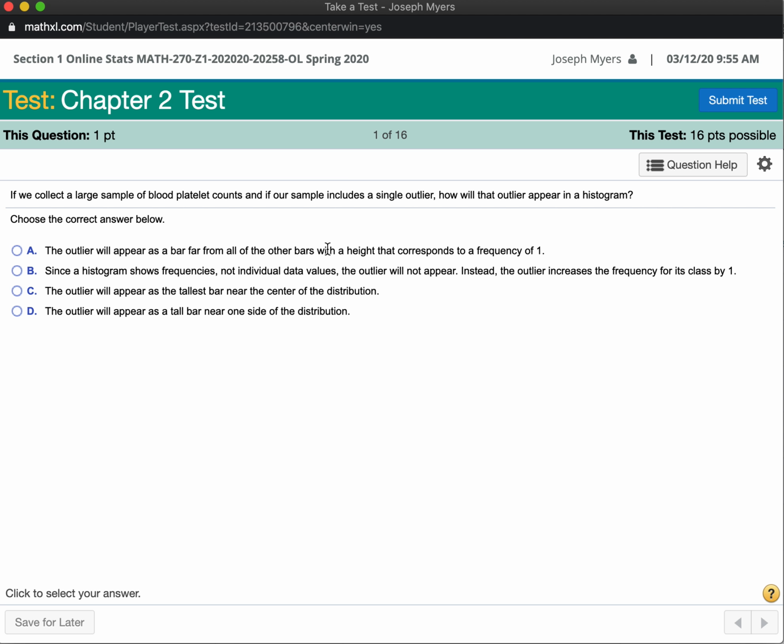So the first question says that if you have an outlier, how will the outlier appear in a histogram? Well, a histogram is a set of different bars that show how frequently different values happen. So if there's an outlier that's a very different amount than the other values of data, then it will be a bar that will be far from the other bars of the histogram. And since it says there's only one outlier, then it'll have a frequency of 1.